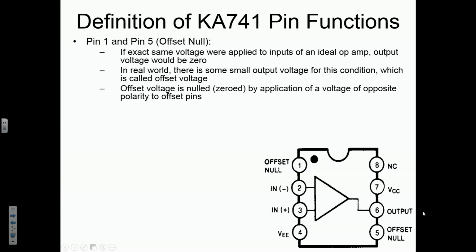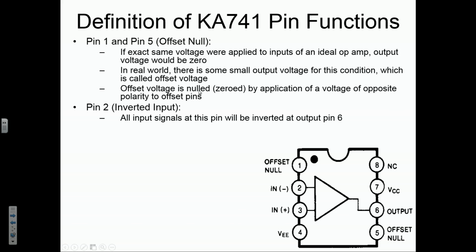But we can cause that to be 0 and basically calibrate our op-amp by application of a voltage of opposite polarity to the offset pins. So we've got offset pins 1 and 5. We can use this voltage to null that small output voltage out. So that's what those are for.